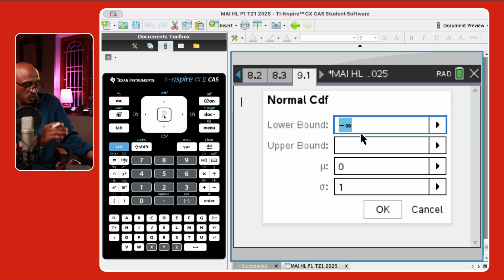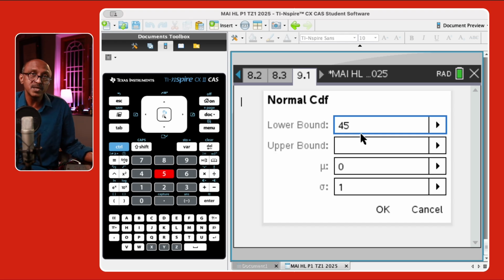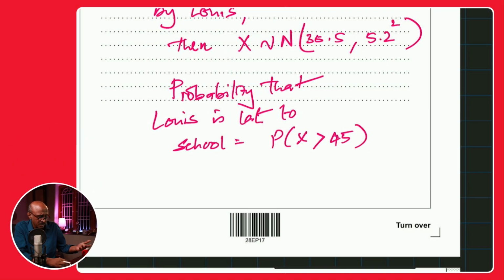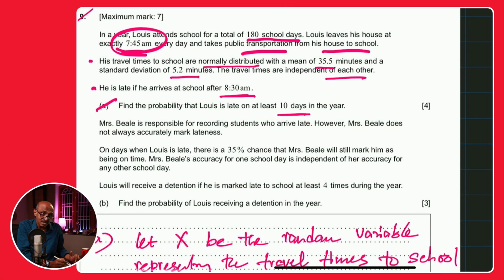And the lower bound must be 45. The upper bound can be any high value. Normally in schools, we write down what the upper bound should be, and we just normally say put some high value. But in the context of this question, what's the highest value possible? There's a total of 180 days, right? So even if you put 181, it's not going to make much of a difference to the answer. What's going to make a difference is your understanding.